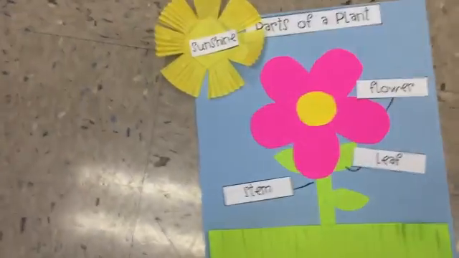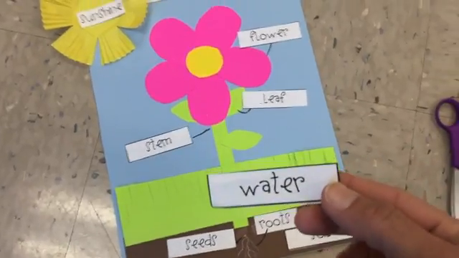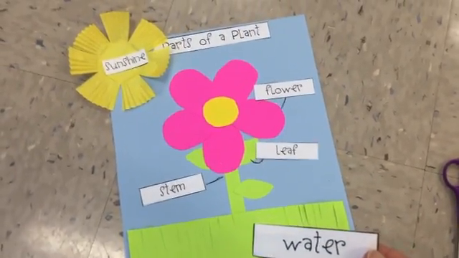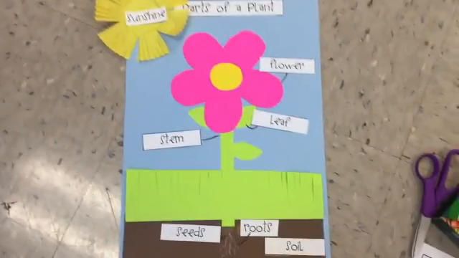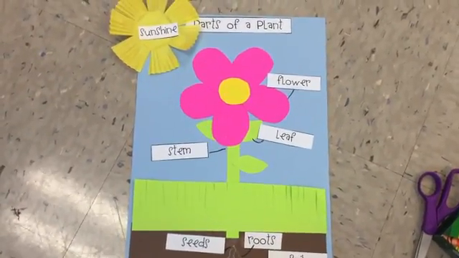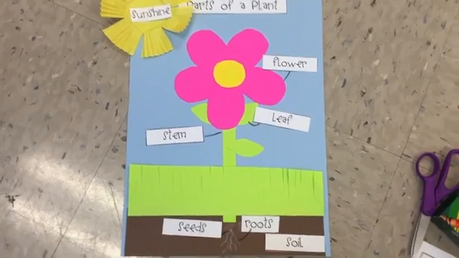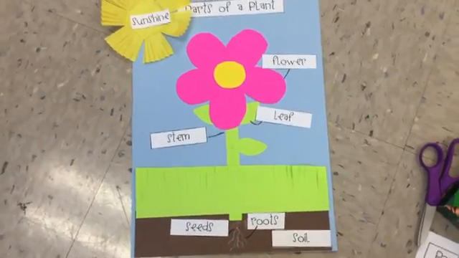The only one I wasn't able to use and figure out where to put it was my water. Maybe you can figure out how to show water. Have a great time making your flower parts of a plant project, and I can't wait to see how they look.